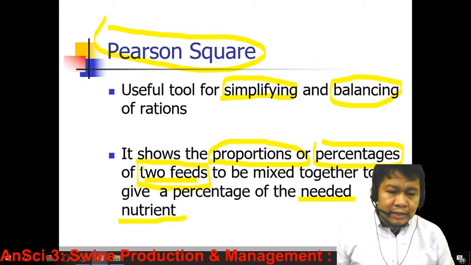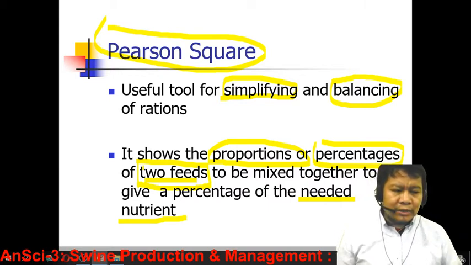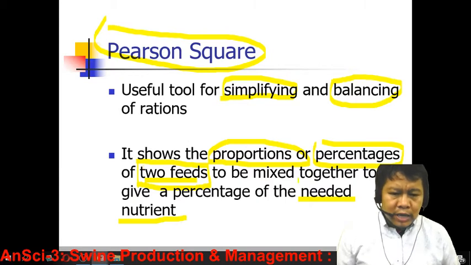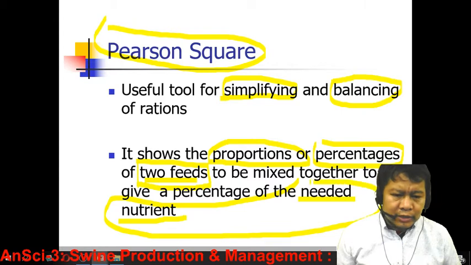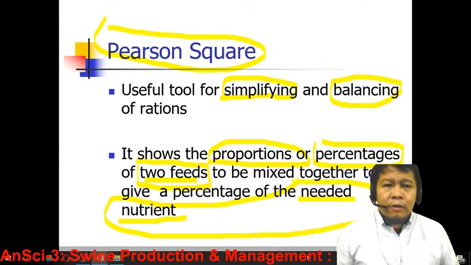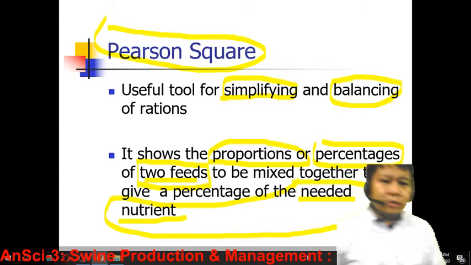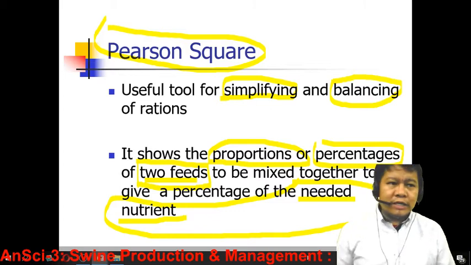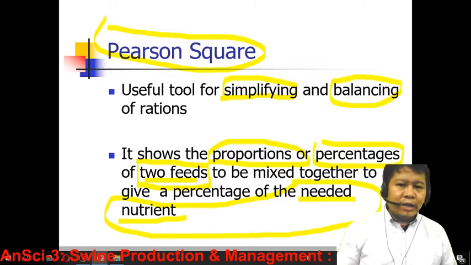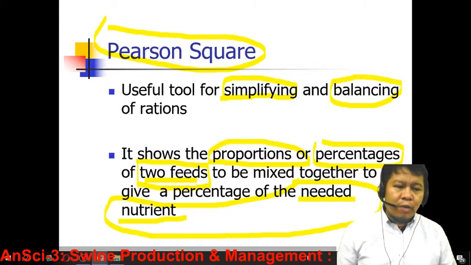So timan-i, ang Pearson square applicable lang kung magamit ta og duha ka feeds nga atong isagol para makuha na ang target nga nutrient para sa atong mga hayop. Kung magamit ta og tulo ka ingredients nga atong sagulon, di na pwede ang Pearson square. And we have to use other tools in combining and mixing feeds.